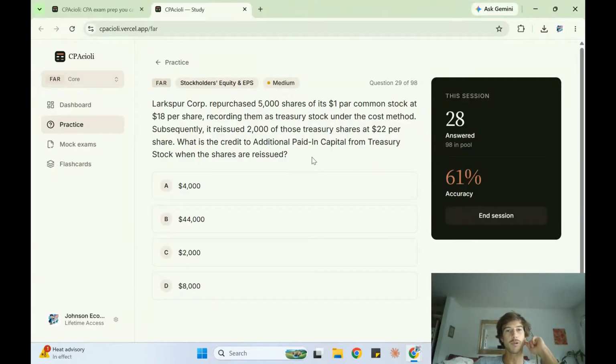Okay, additional paid-in capital. We purchased 5,000 shares at $18. 5 times 18 is 90. Okay, we're just focusing on the reissued shares.